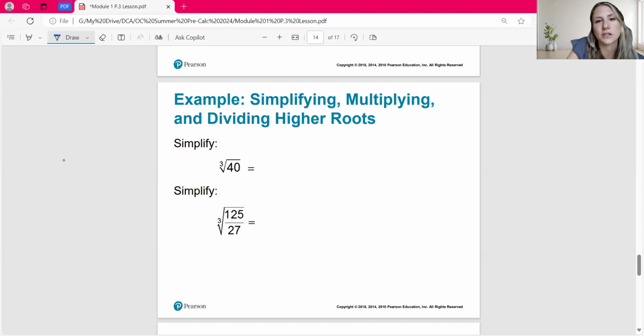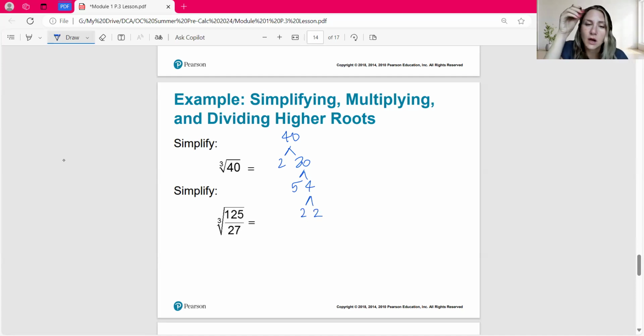A factor tree, if you remember, will have that number up here, and we're going to break it down using factors of this number. So 40, I'm thinking about 2 and 20. Then I'm going to break down 20, and I'll think about 5 and 4. 5 can't be broken down anymore. 4 is going to be 2 and 2.